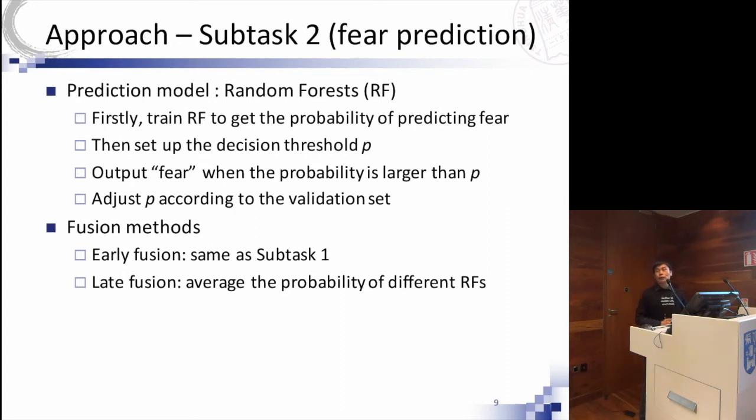And we also tested fusion methods for subtask 2. The first one is to concatenate features at the feature level, and another one is late fusion, just like subtask 1.